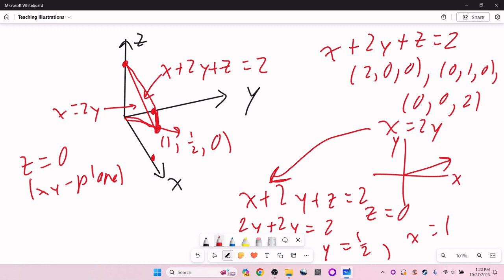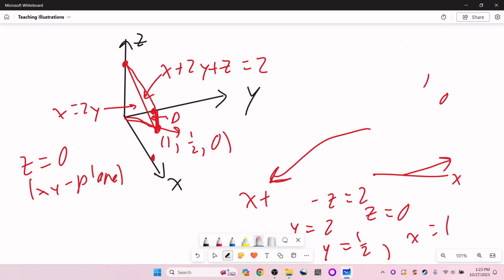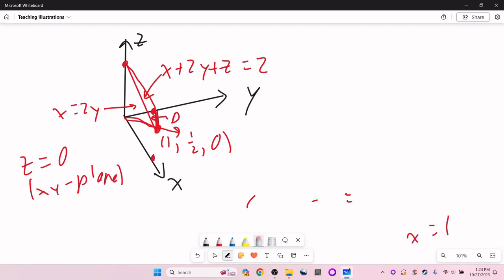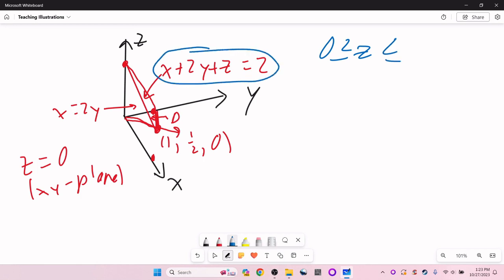So now we have to decide, what order do we want to integrate? Well, this x equals 2y is a vertical plane, meaning it's never going to be the ceiling, no matter what point we have in this region D on the floor. So I'd say we start with z, because that means z is bounded between 0 and, solving this equation for z, 2 minus x minus 2y.